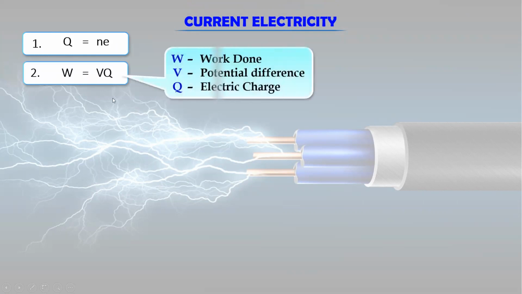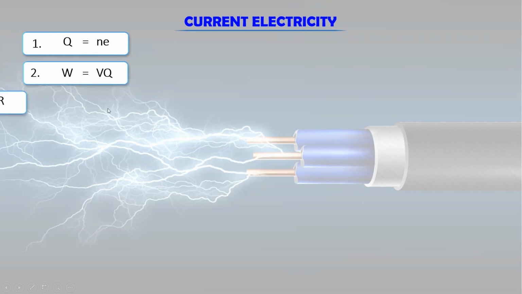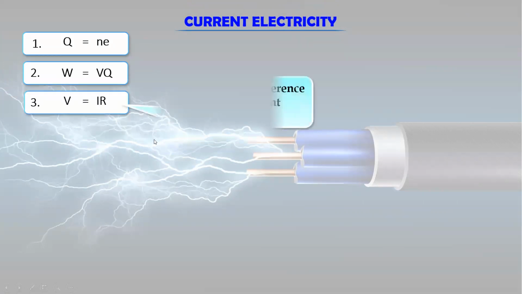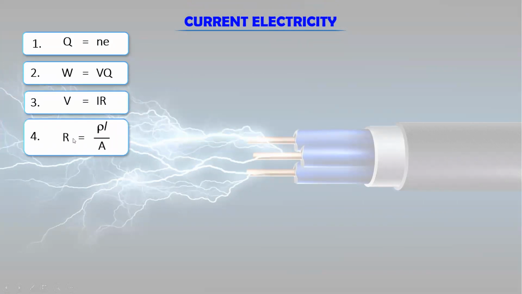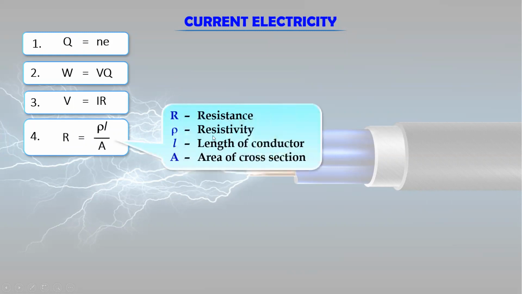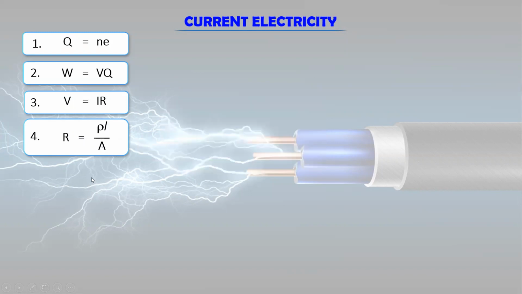W is equal to VQ: work done, voltage or potential difference, and electric charge. V is equal to IR, right? Then R is equal to rho L upon A. The only new thing here is rho, which indicates resistivity. And the rest you already know: length, area, and resistance.